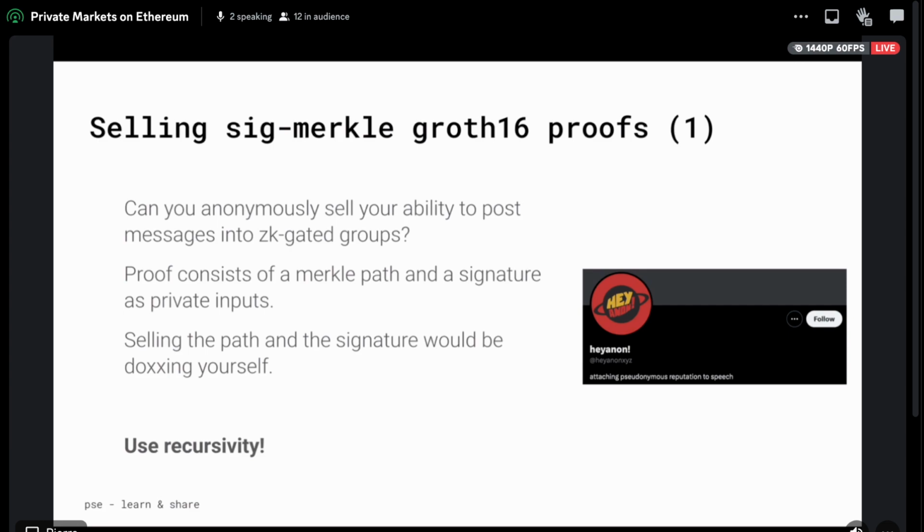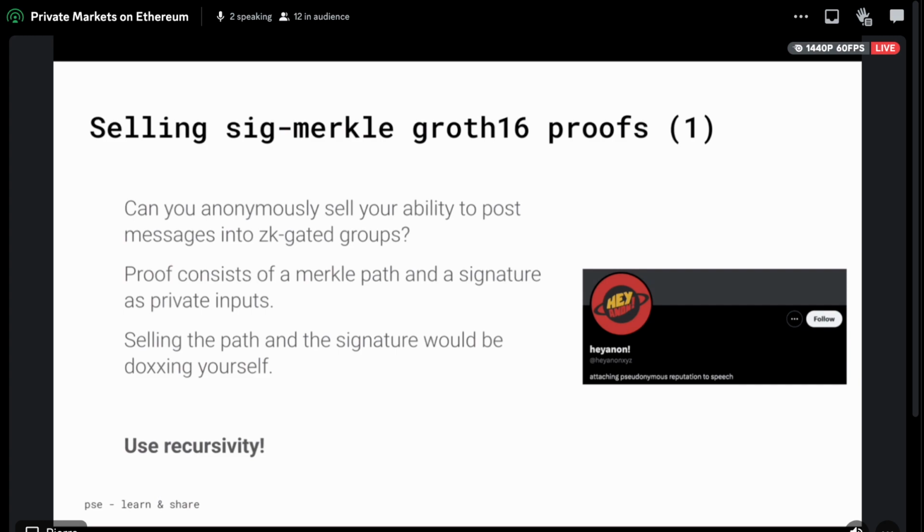And we thought, okay, so let's sell the Merkle path and the signature directly. But of course, if you do that, you would be doxing yourself, because if you wanted to sell your access to it, you would basically give away the Merkle path and the signature. So you would be saying, hey, this is the public key that is giving that access to you. So we could not naively sell Merkle paths and signatures for that.